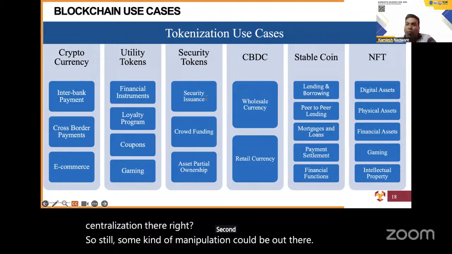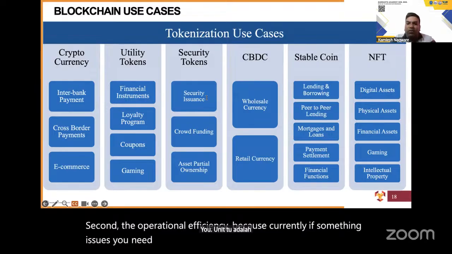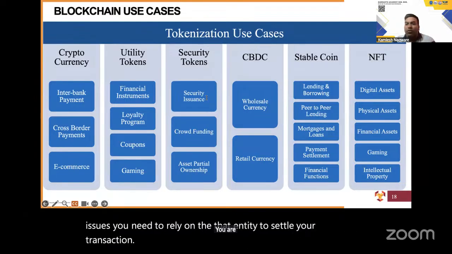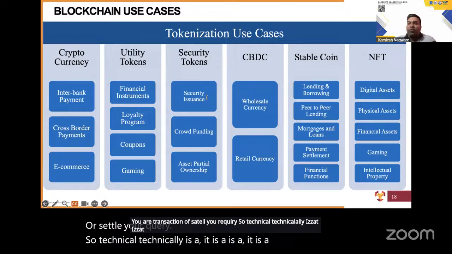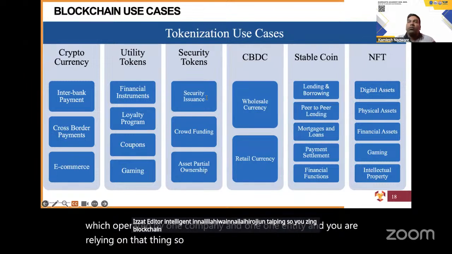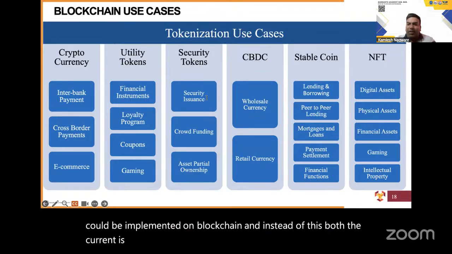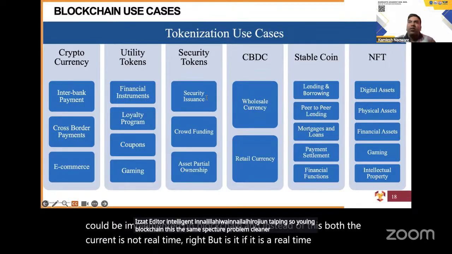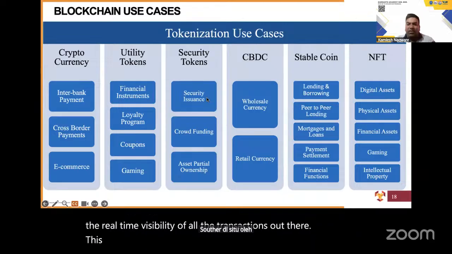Second, the operational efficiency, because currently if something issues, you need to rely on that entity to settle your transaction or settle your query. Technically it is a centralized system operated by one company and one entity, and you are relying on that. So using blockchain, the same structure could be implemented, because currently it is not real time, right? But if it's real time, then you see the real time visibility of all the transactions out there. This is the only benefit.